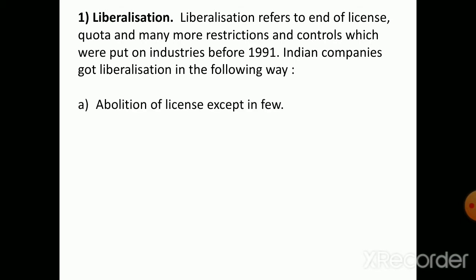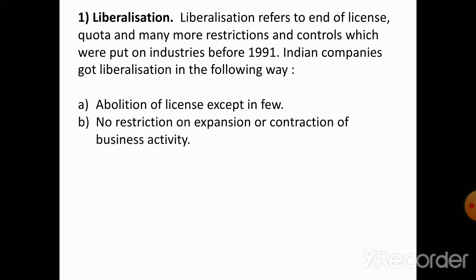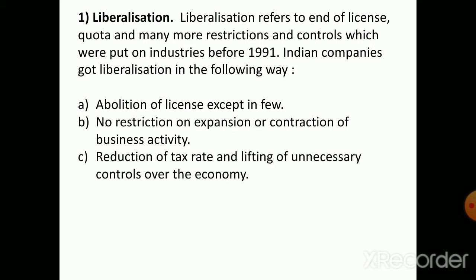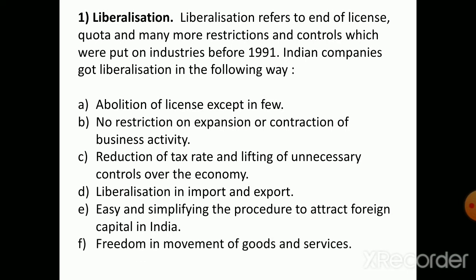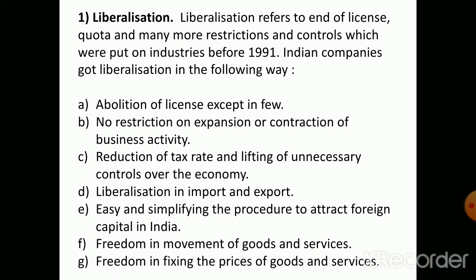First is abolition of license except in few, no restriction on expansion or contraction of business activity, reduction of tax rate and lifting of unnecessary control over the economy, liberalization in import and export, easy and simplifying the procedure to attract foreign capital in India, freedom in movement of goods and services, and freedom in fixing the price of goods and services. So these were some restrictions and control which were put on the industries before 1991, which after liberalization got access to all these.